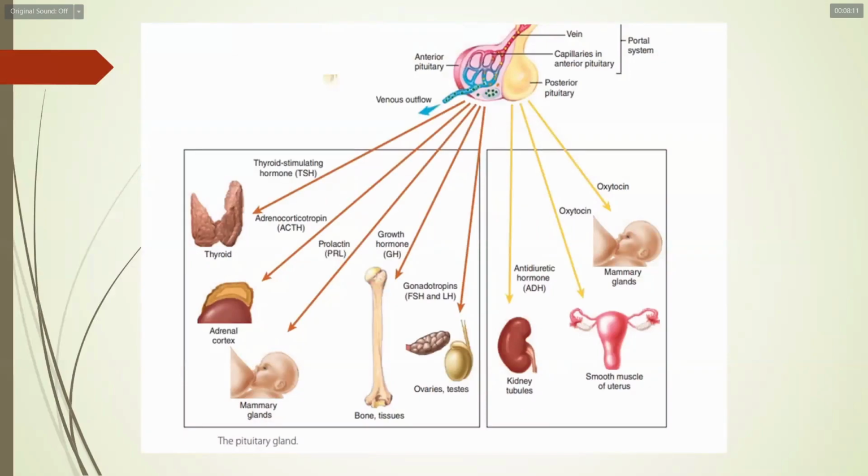As I've mentioned before, the hypothalamus regulates many other organs, such as the mammary glands via oxytocin, the kidney via ADH, the mammary glands via prolactin, the thyroid via thyroid stimulating hormone, and the adrenal cortex via ACTH.